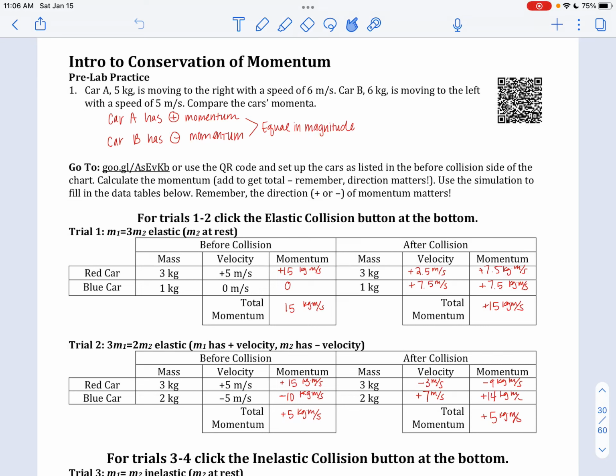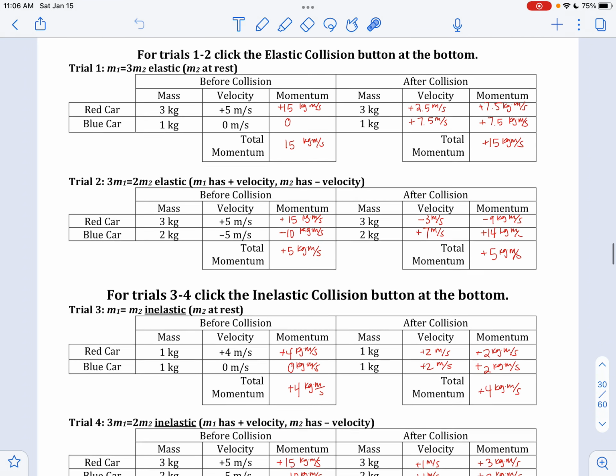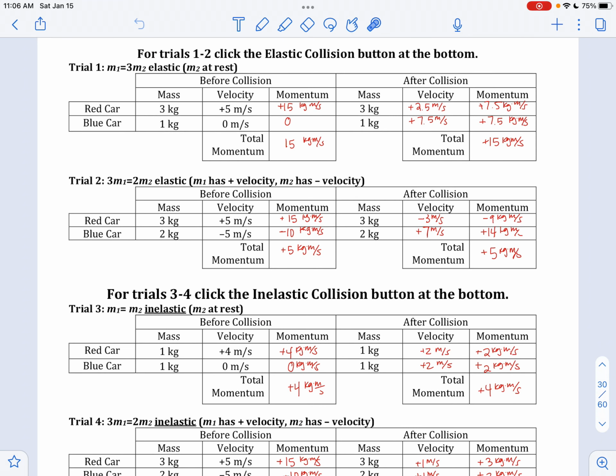All right, in this video, I'm going to go over this introduction to conservation of momentum activity that you did on your iPad with the simulations. You should have completed the simulations at this point, and one of the things that you should have noticed is that in each trial, if we take the total momentum before and after the collision, so we add up the momentum of both objects, that total momentum doesn't change.